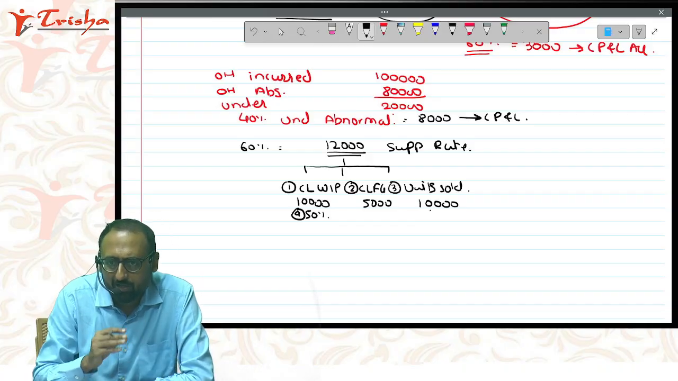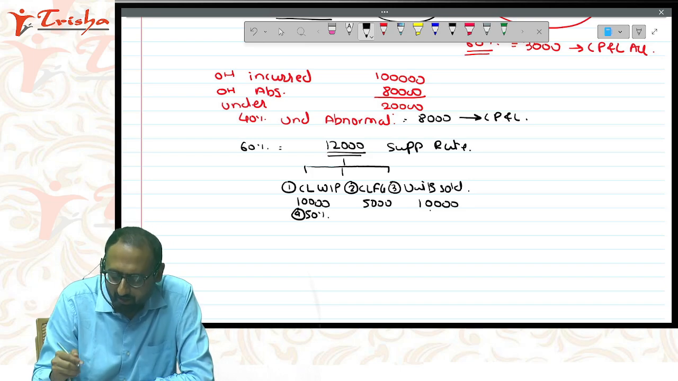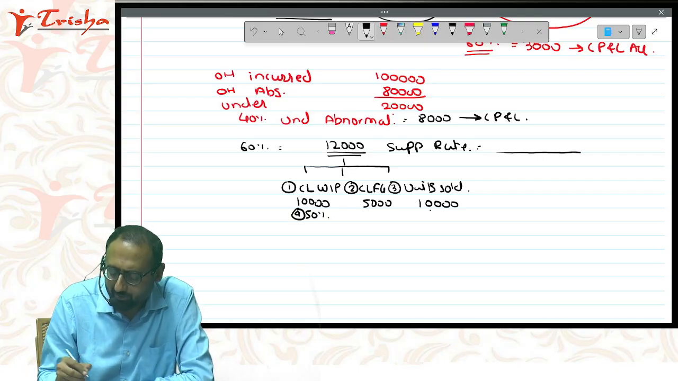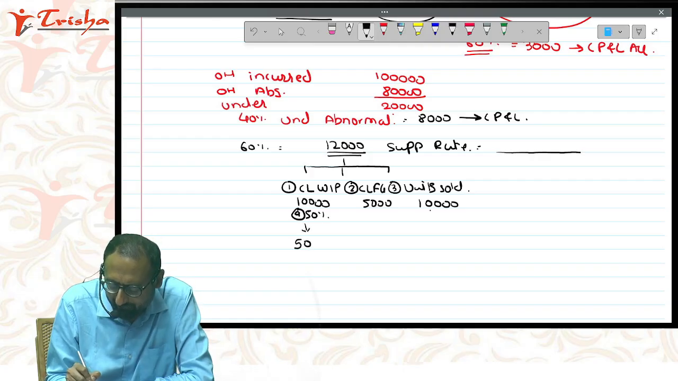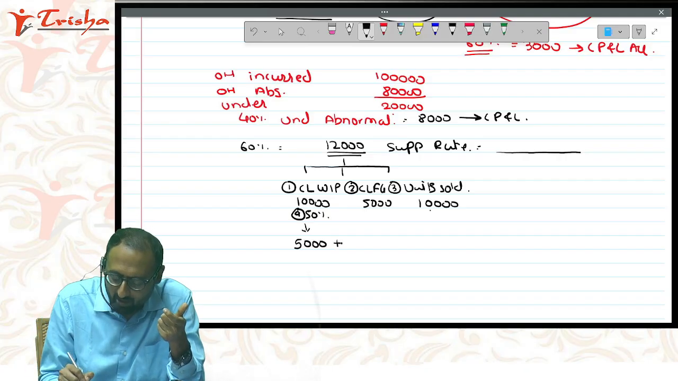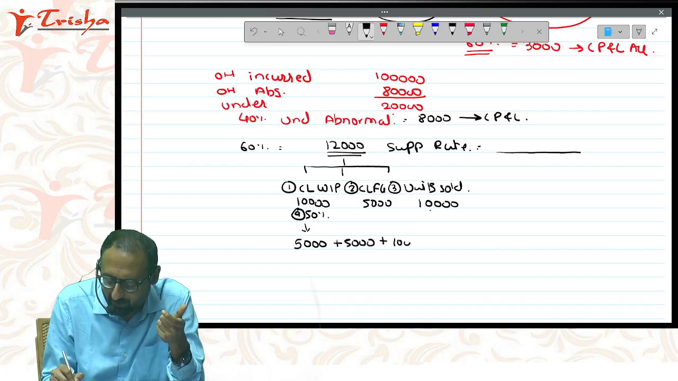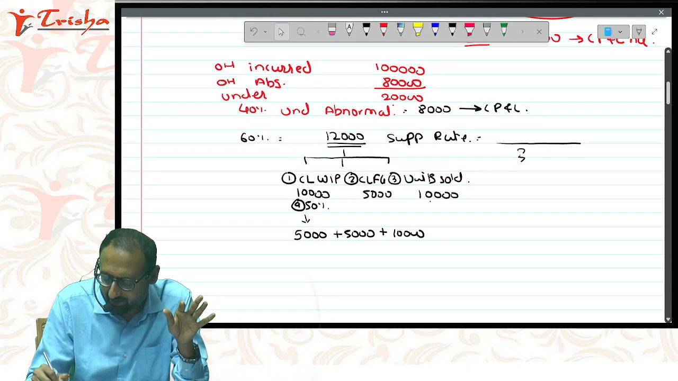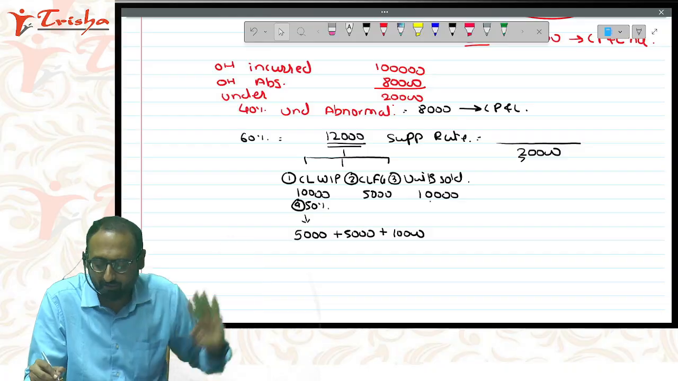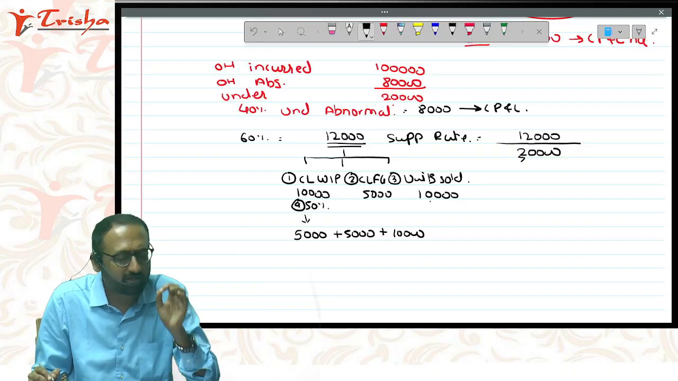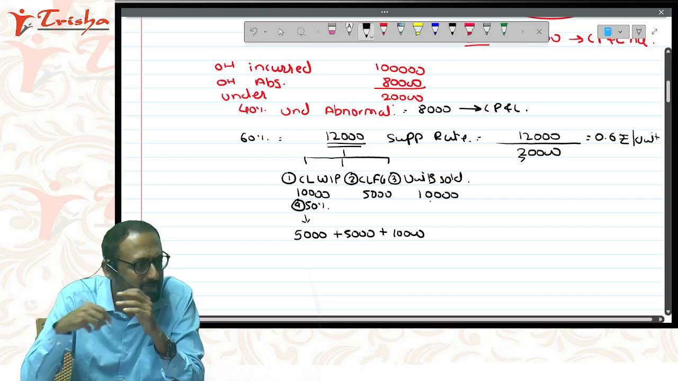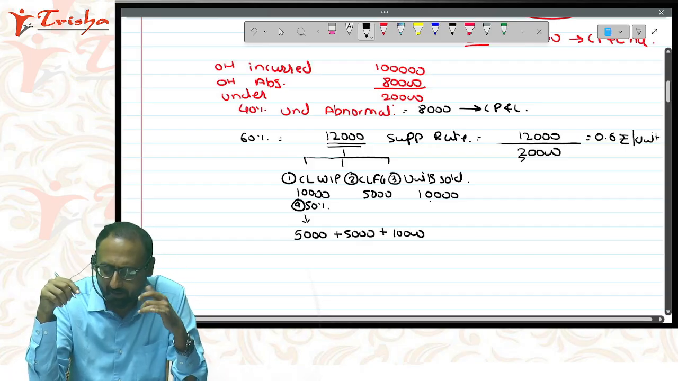Now tell me how much is the equivalent units. You have to calculate equivalent units for the supplementary rate. Closing stock of WIP equivalent unit is 5,000, because 10,000 is only 50% complete. Closing stock of finished goods is 5,000 and units sold is 10,000. So equivalent units is 20,000. Under absorption because of the normal reason is 12,000. The supplementary rate is 12,000 divided by 20,000, which is 0.6 rupees per unit. The supplementary rate will be multiplied by number of units.